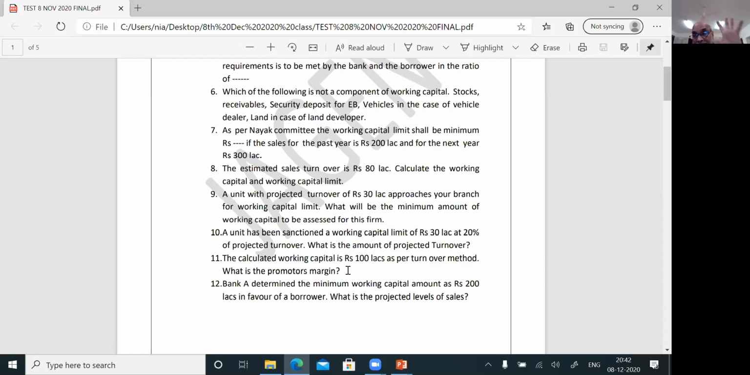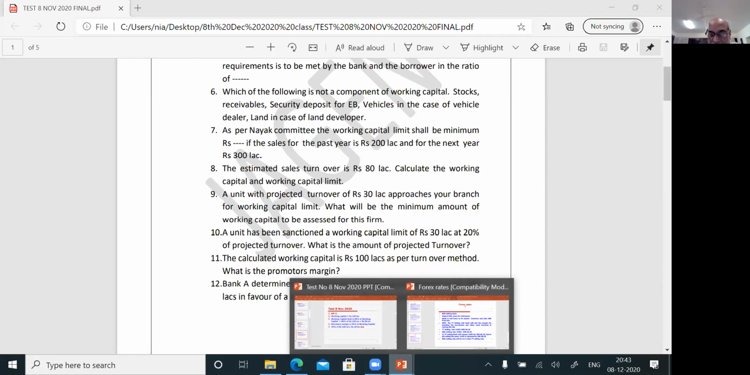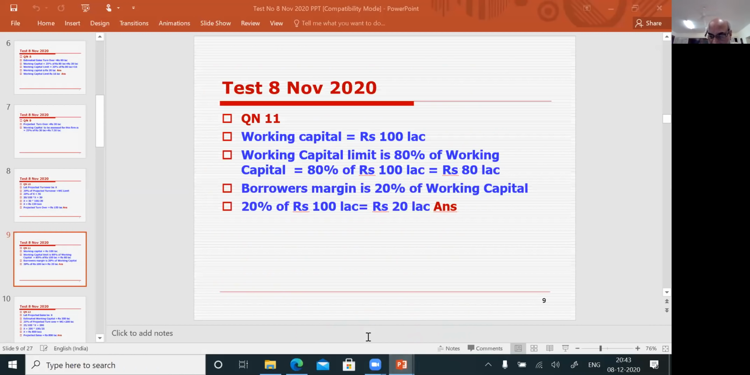Here they are given the working capital, and they are asking you to find out the promoter's margin. If the working capital is given, the bank loan will be 80% of the working capital and the promoter's margin 20% of the working capital. So what is the working capital? 100 lakhs. Okay, question number 11, a very simple question.